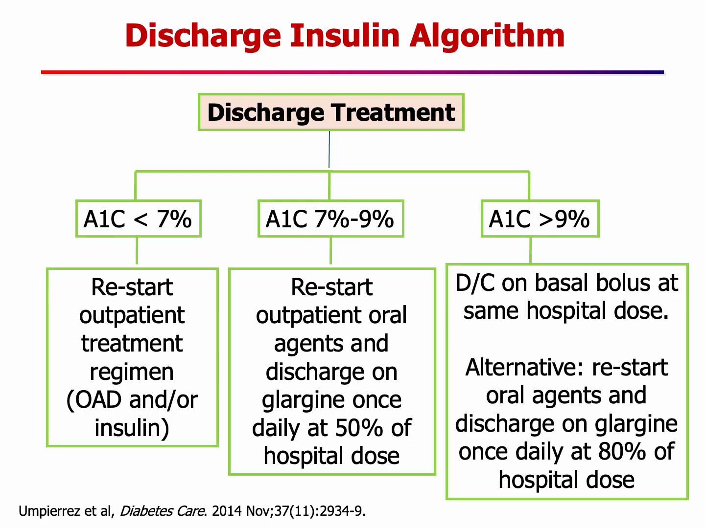In this algorithm, if the A1C is less than 7% on admission, you discharge the patient. You may restart the outpatient treatment regimen, OAD and/or insulin. If the A1C is 7 to 9%, restart the outpatient oral agent and discharge on glargine once daily at 50% of the hospital dose. And if the A1C is greater than 9%, you discharge the patient on basal bolus at the same hospital dose. Alternatively, restart the oral agent and discharge on glargine once daily at 80% of the hospital dose.